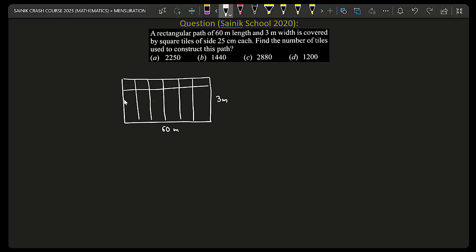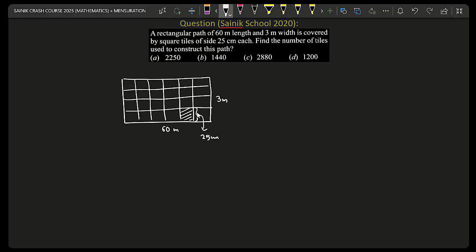Okay, don't count the number of tiles where I'm drawing. That is only for illustration I have drawn. So each square tile dimension is given. What is the side of each tile? 25 centimeters. Yes, each side is given 25 centimeters. So only one tile dimension is given, and we want to find the number of tiles required. How are you going to solve this?